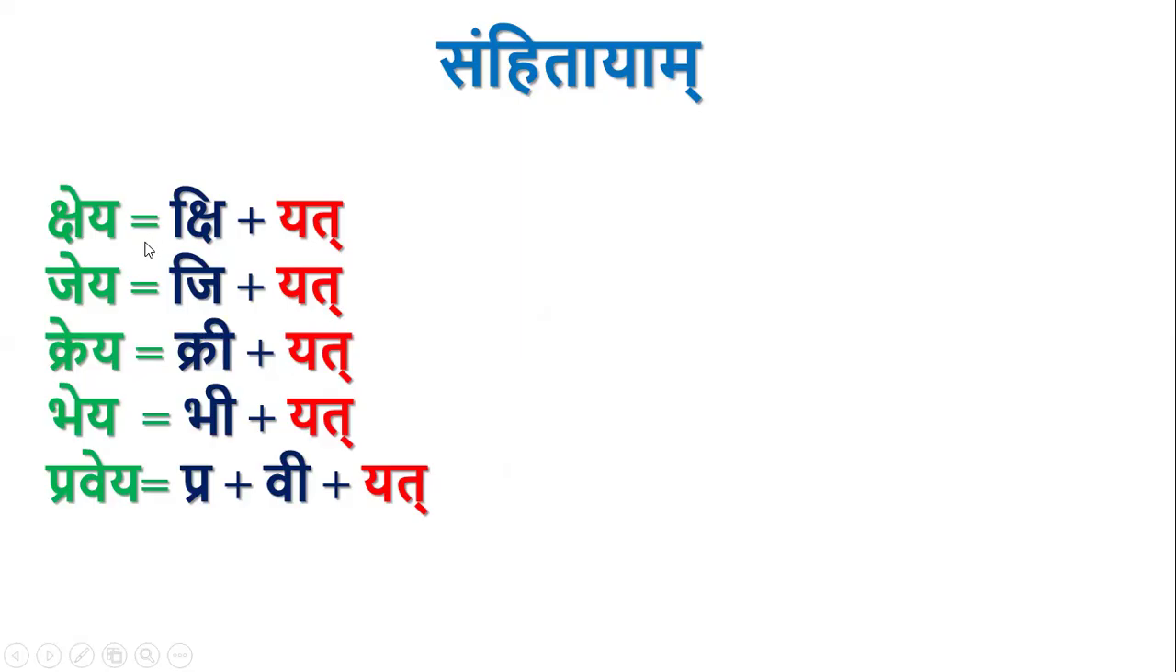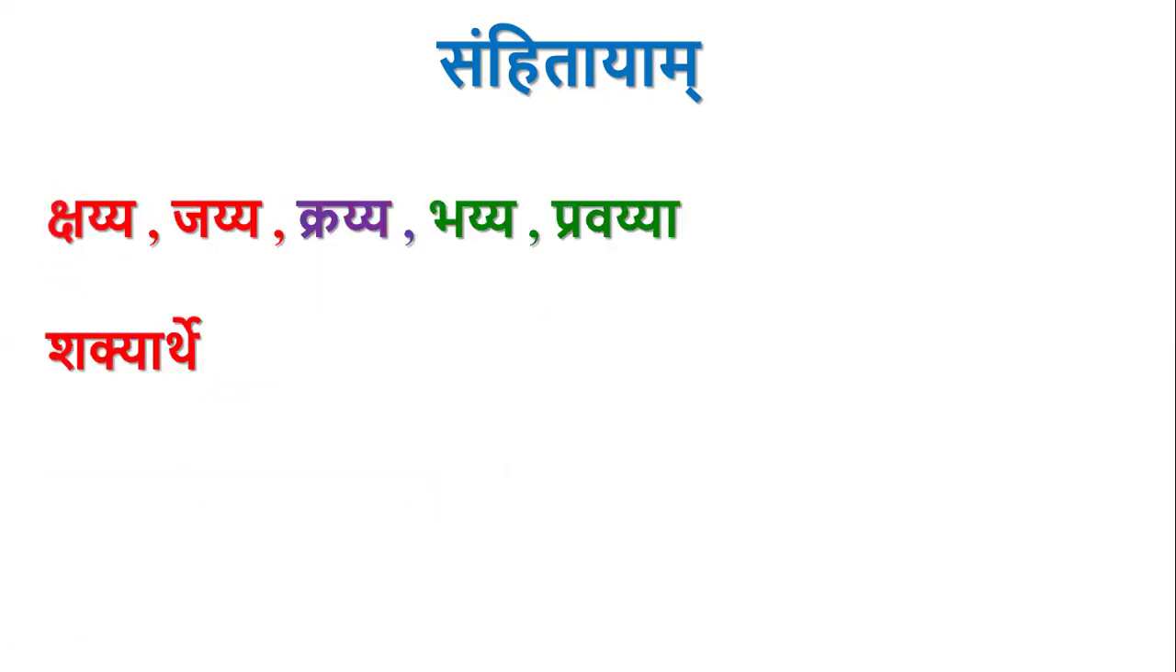But for kshaya and others, jaya, kriya, ayadesha is not possible by any sutras. There we have a problem. And one more problem is that among these five, kshaya and jaya, these two are used only in shakyartha, in the sense of capable. Kshaya, it can be decayed like that. Jaya, it can be won like that.